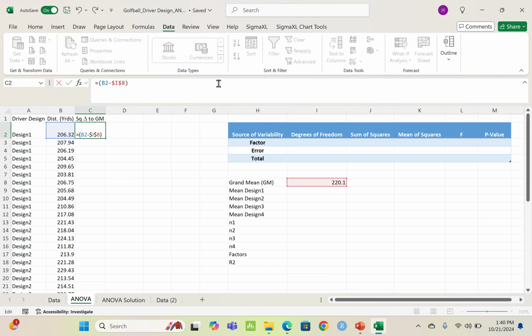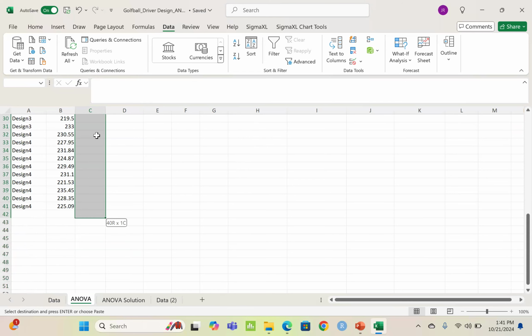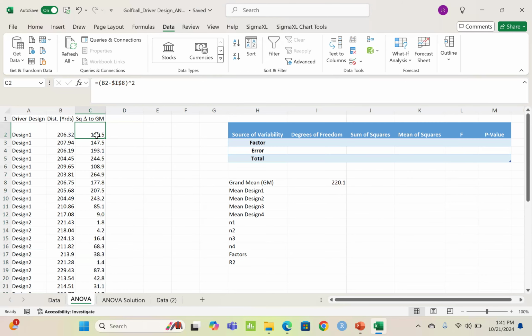And make sure that we are squaring this difference, following the formula that I showed you before. So what we're going to do here is copy this, and then we're going to go all the way to the bottom here. Okay? All right. So that is my individual distances that I'm squaring from that grand mean.